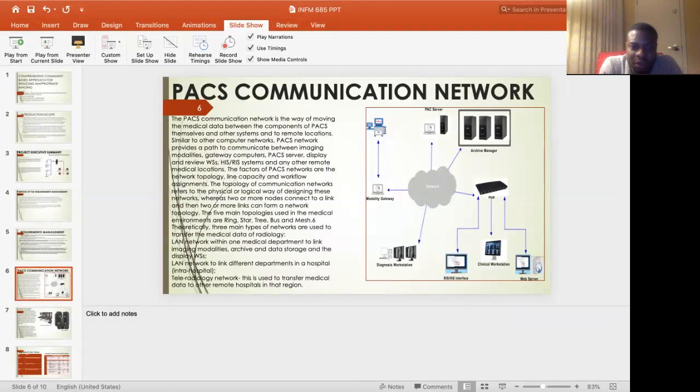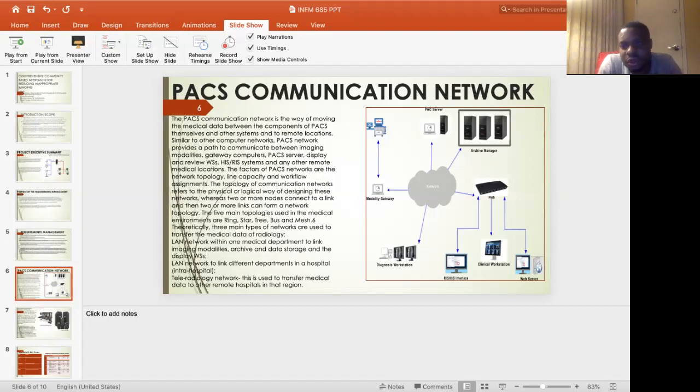Pretty much we talked about the 5 main topologies used in the medical environment, which are the ring, the star, the tree, the bus, and the mesh. Theoretically, the 3 main types of network that are used to transfer the medical data of radiology: LAN network within one medical department to link imaging modalities, archive, and data storage on the display workstations; LAN network to link different departments in the hospital, intra-hospital; and the teleradiology network, which is used to transfer medical data to other remote hospitals in that region.